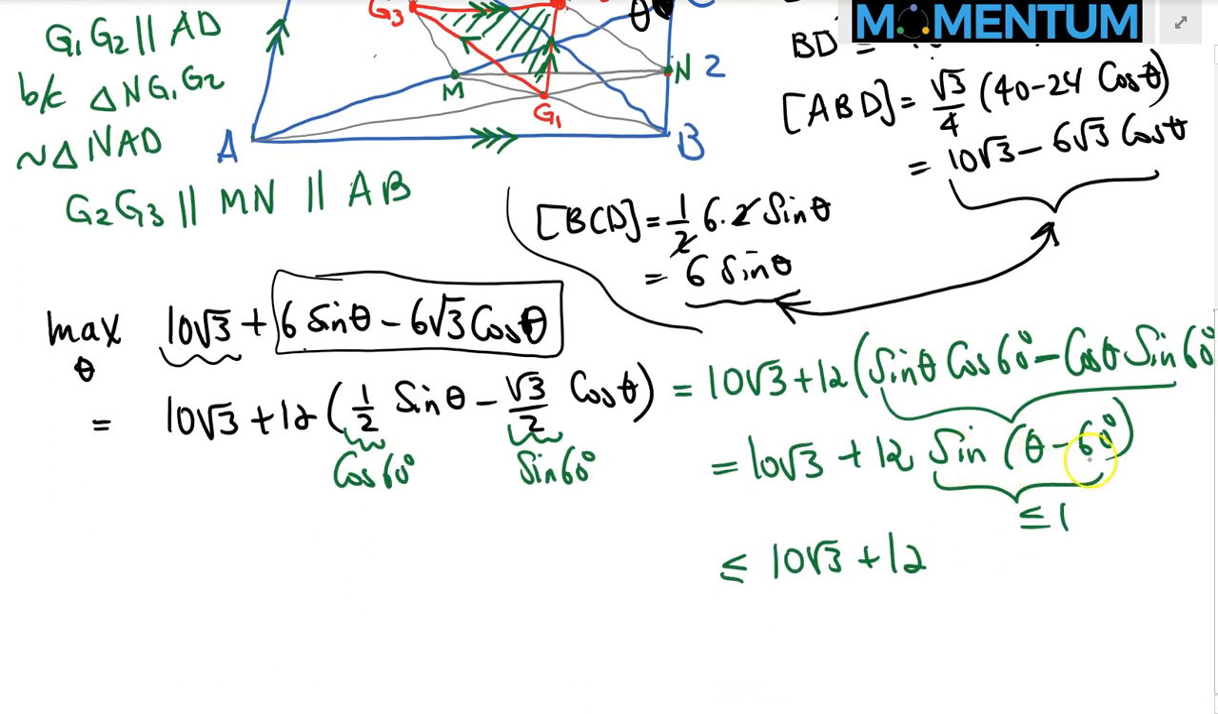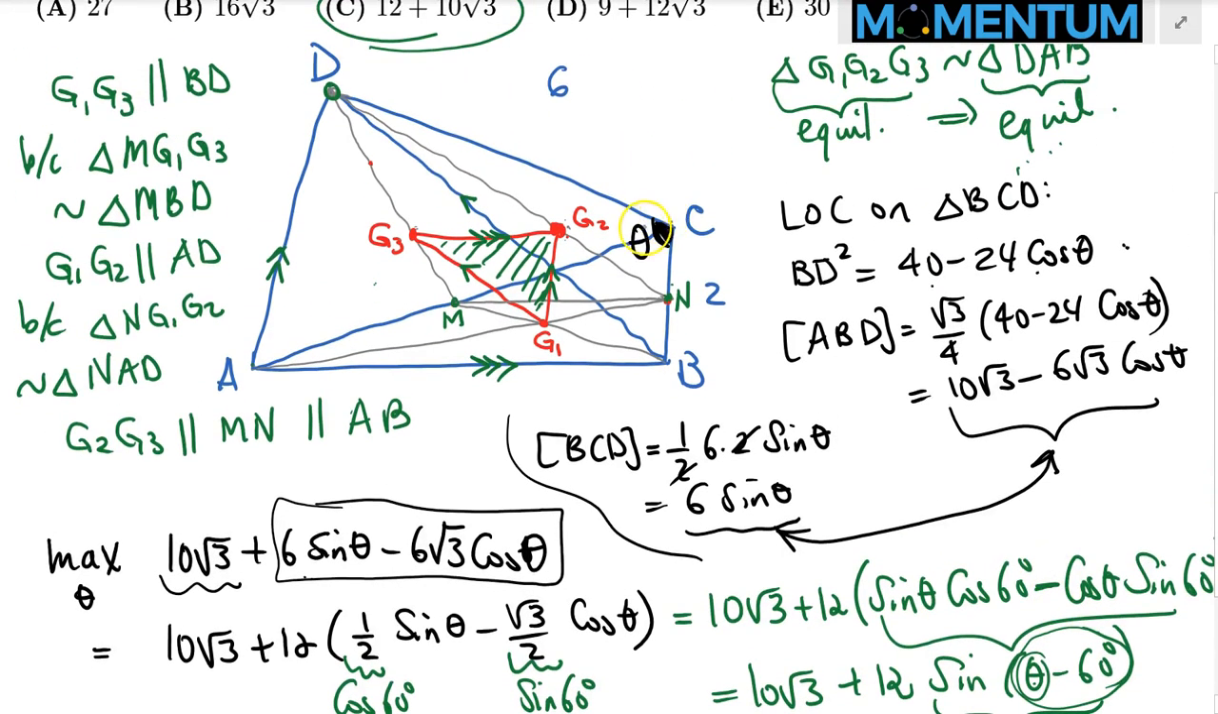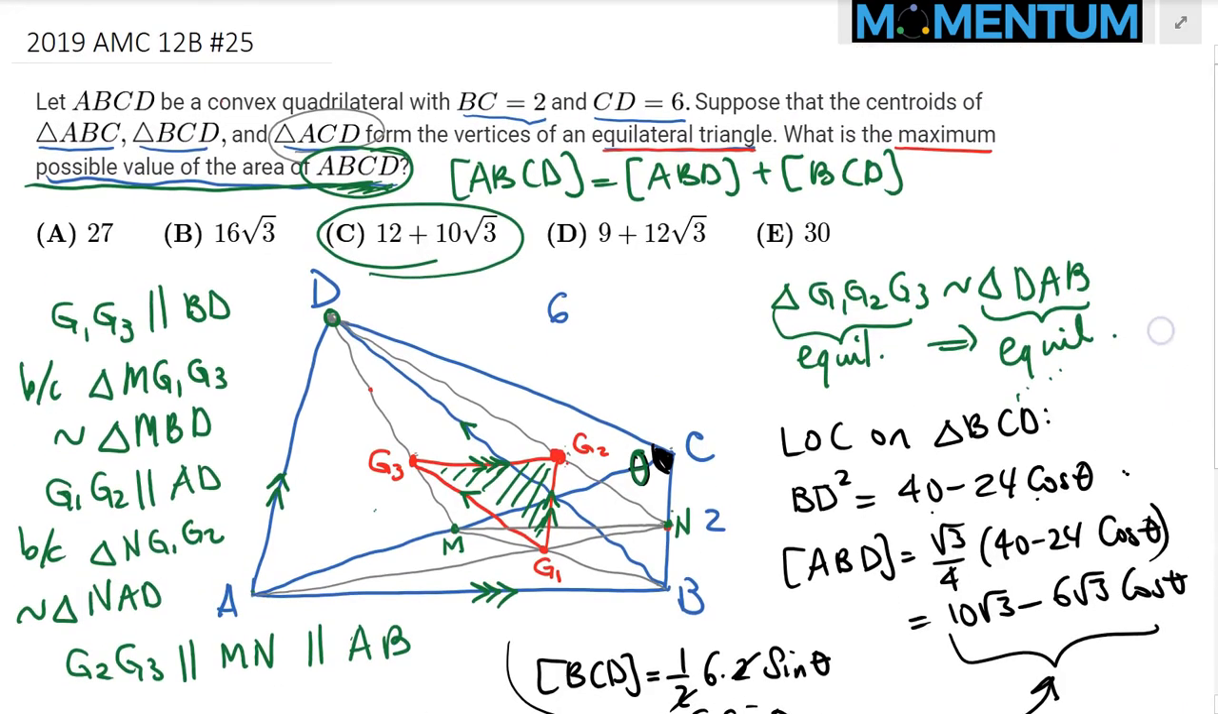And if you are curious for which value of theta we can do that, obviously sine would be exactly equal to 1 if the angle is 90 degrees. So that would imply theta minus 60 is 90. So therefore theta is a 150 degree angle. So this angle here is a 150 degree angle, and then the area of this shape would be maximized, and we're done with this really nice AMC 12B problem number 25.